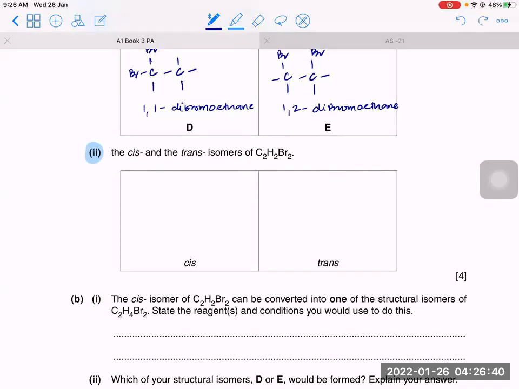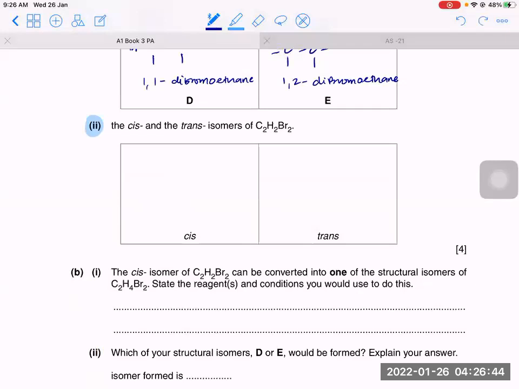Then the trans and the cis isomer of C2H2Br2. Now you have a double bond because you can see there are 4 atoms around the 2 carbons. So cis and trans. So you have a double bond right here. Now, how will we show the cis? The cis will be where you have the H and Br on the same sides. Yes? Clear? And what will be the trans? The trans will be when they are on opposite sides. So this becomes the cis and trans.